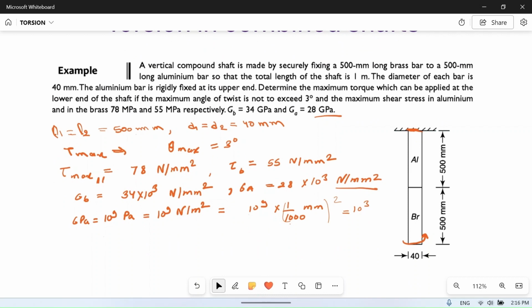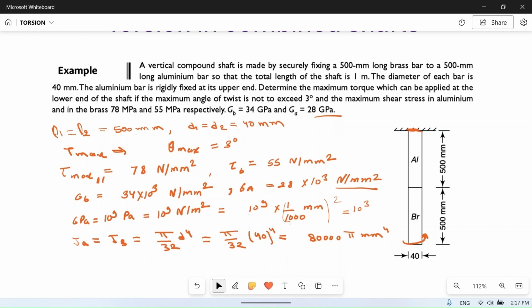Okay, so we have to find maximum torque. Now if we calculate polar moment of inertia, Ja, both the shafts have same diameter, so Ja is equal to Jb is equal to pi by 32 d to the power 4 is equal to pi by 32 into 40 to the power 4. If you calculate it, then you will get 80,000 pi mm to the power 4.